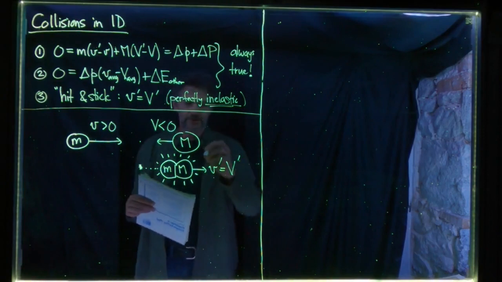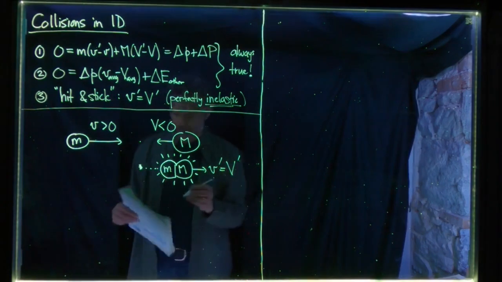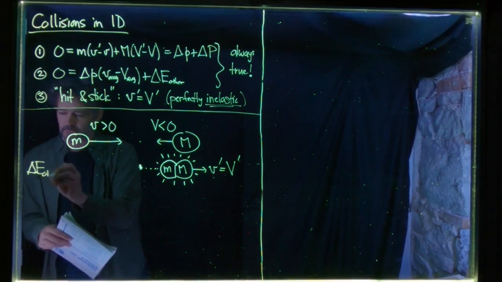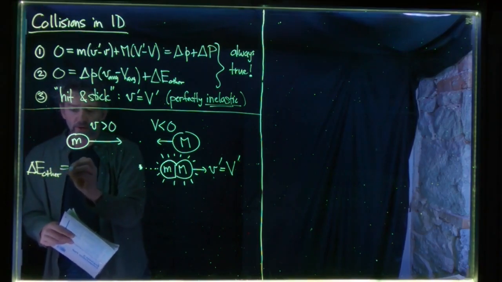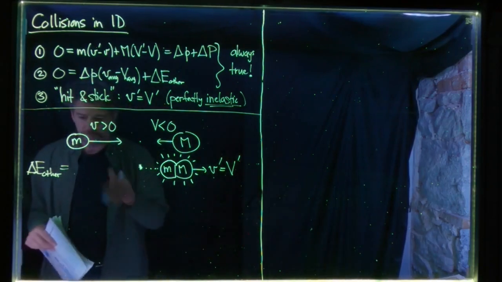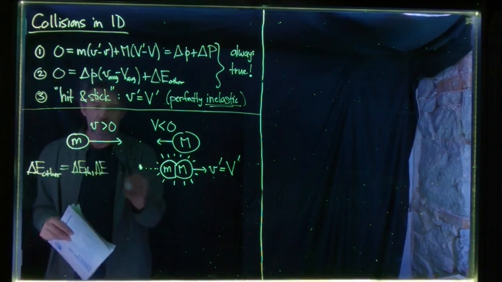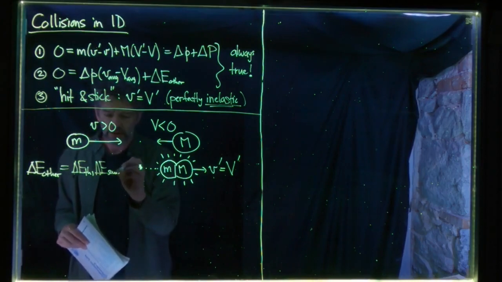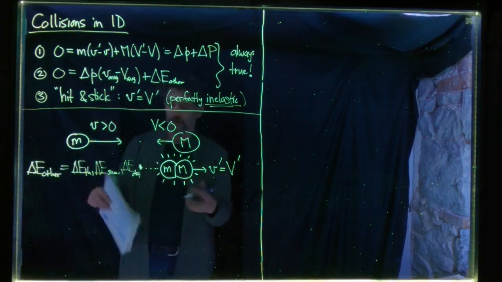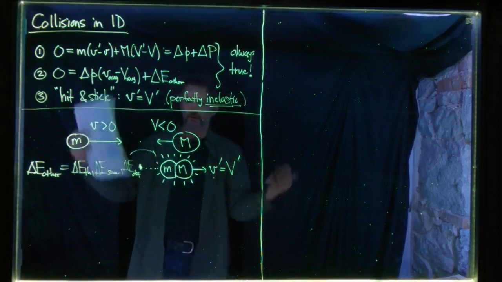Delta E other can take various forms. So it can be a change in thermal energy, so the objects heat up. It can be a change in the sound energy, an increase in the sound energy. It can be delta E deformation. Suppose it's a car crash and then metal stores energy and so on. So these little lines radiating out indicate increased warmth, sound coming out, or whatever, that kind of stuff.